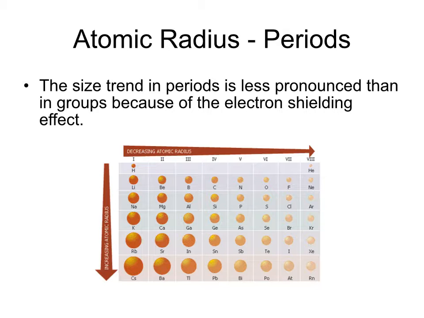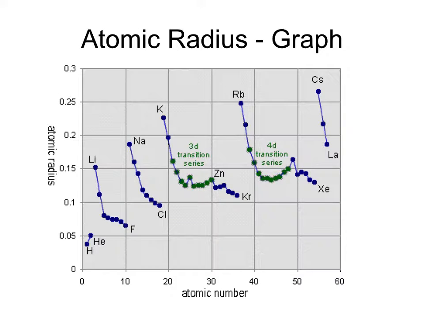One other note when it comes to atomic radius, and that's that the size trend in periods is less pronounced than in groups, and this is because of that shielding effect. A lot of times you might be presented with a figure that looks like this, and you would want to explain those trends as we've talked about with effective nuclear charge.